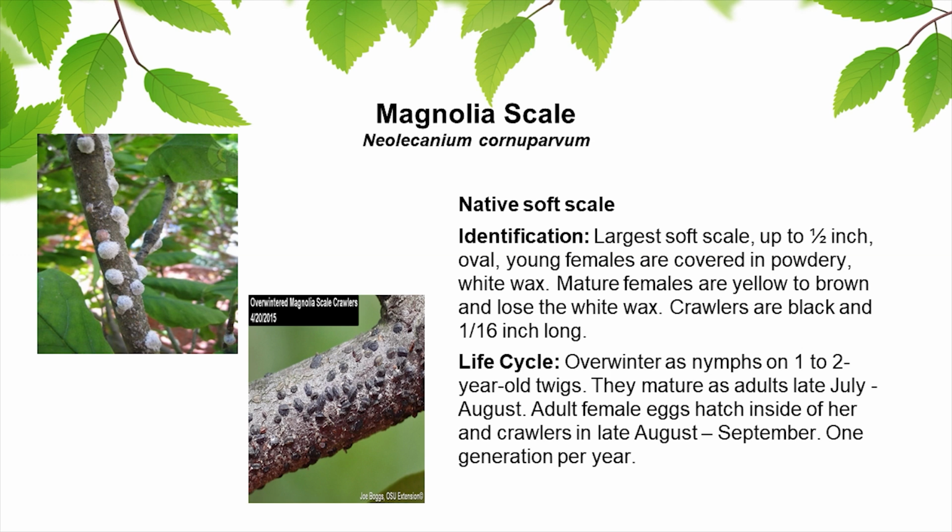Crawlers are black and 1/16 of an inch long. Magnolia Scale overwinter as nymphs on 1 to 2 year old twigs. They mature as adults in late July through August. Eggs hatch inside the adult female's body. Crawlers emerge in late August through September. They settle down on young twigs where they will overwinter. There is one generation per year.